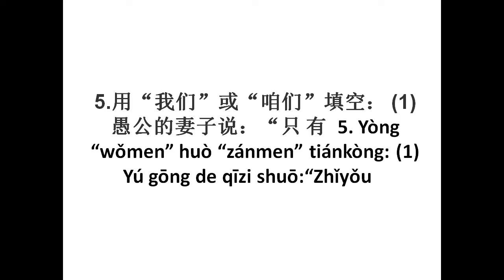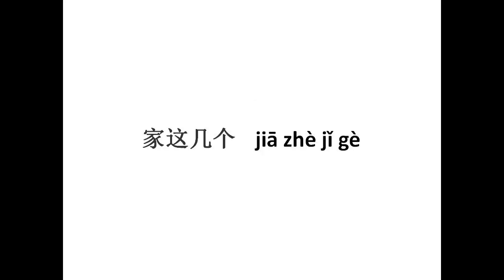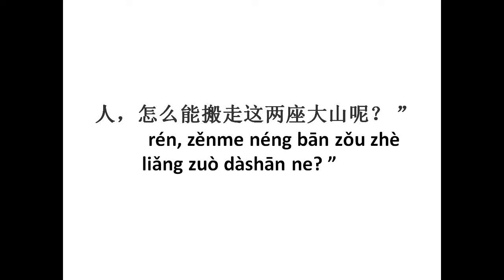愚公的妻子说，只有我们家这几个人，怎么能搬走这两座大山呢？So Yugong's wife said, with only this many members, how can we move these two big mountains? So here we have to use women.